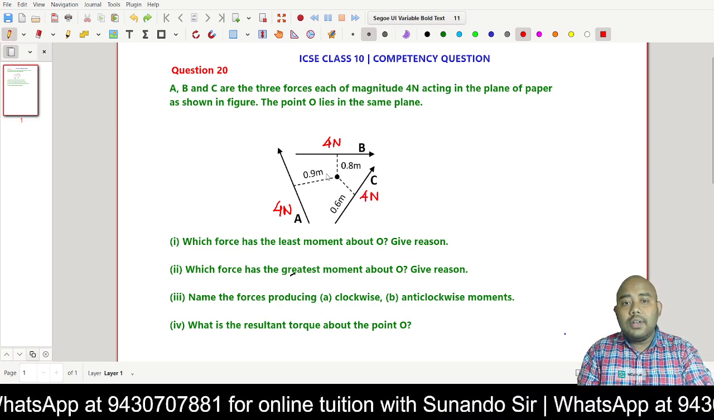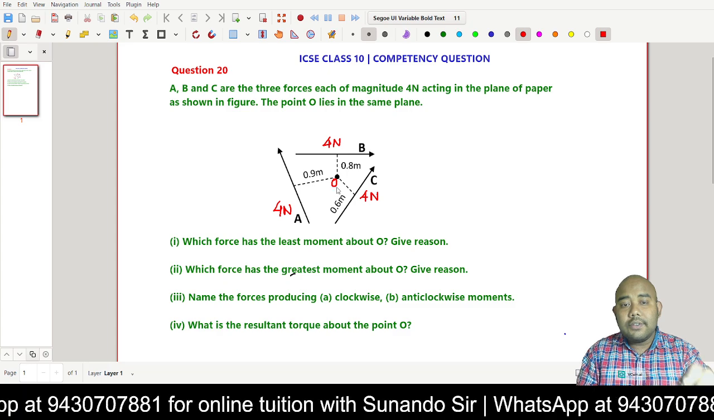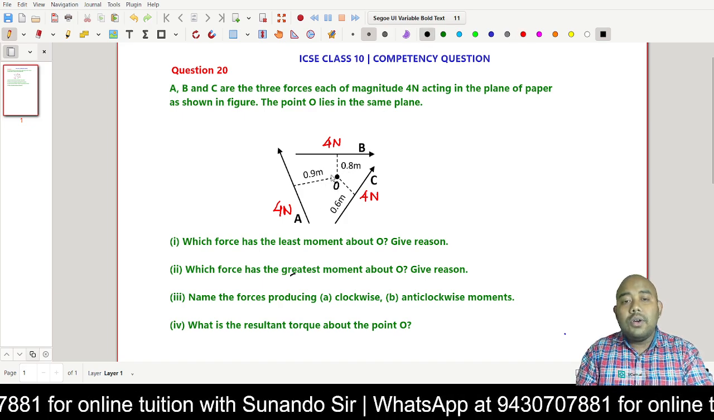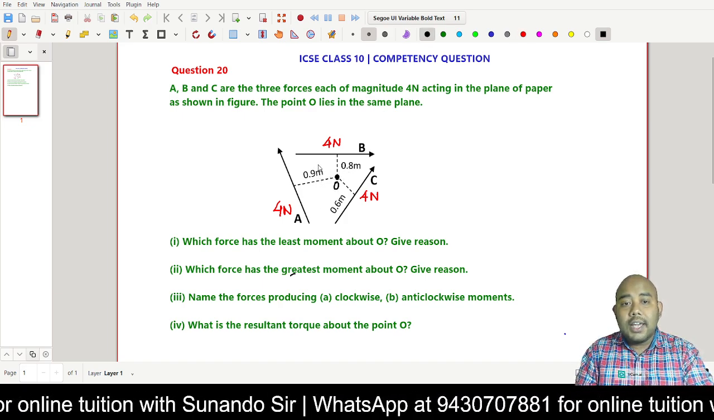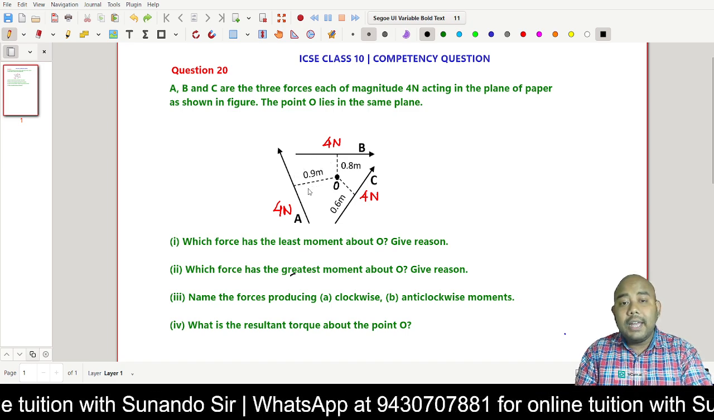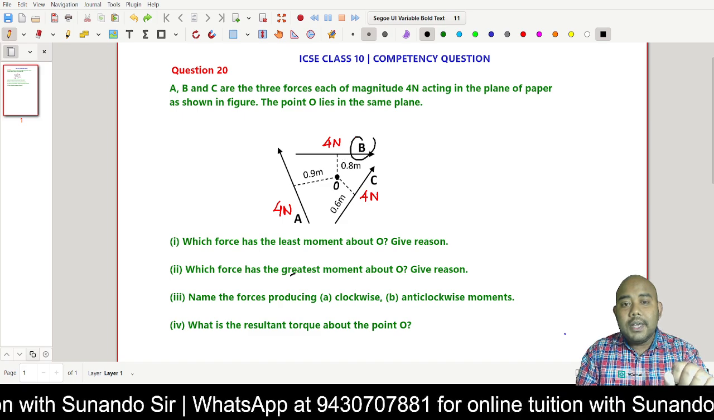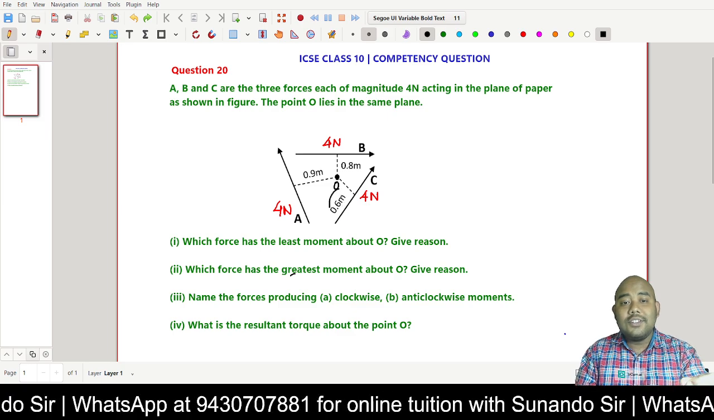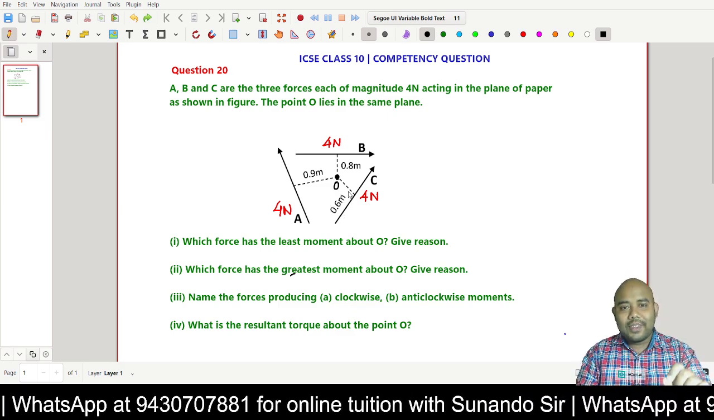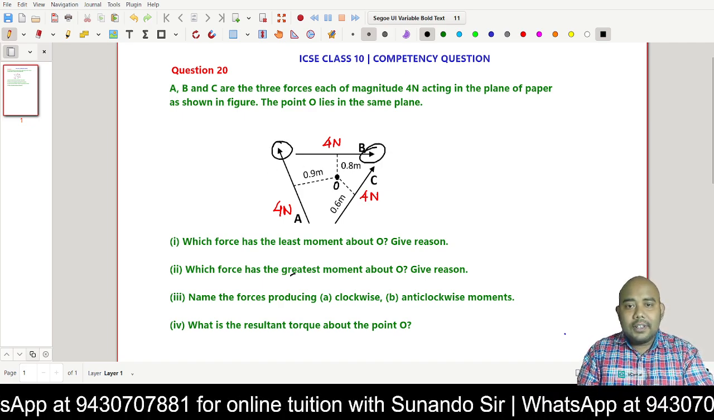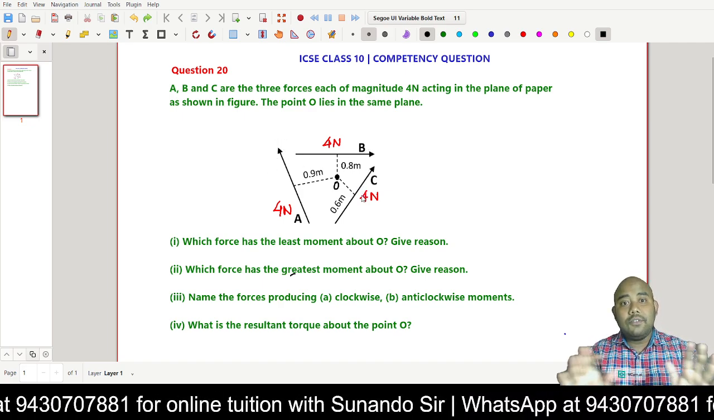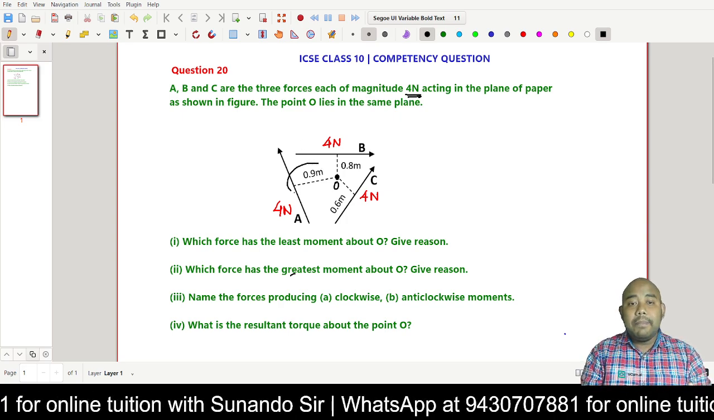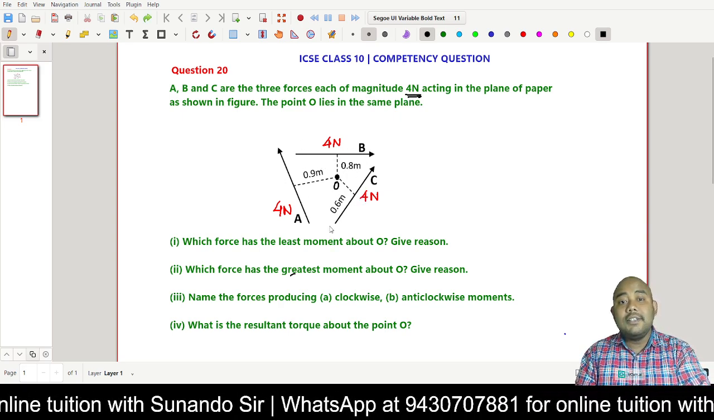And point O also lies in the same plane. Here is point O, not the central point, but it has been shown with a dot. You can see force A is at a perpendicular distance of 0.9 meter from point O. Force B is at a distance of 0.8 meter from point O, and force C is at a distance of 0.6 meter from point O. If you see the arrowheads, you can also understand the direction of these three forces. These three forces are of 4 Newton each, but their perpendicular distances from the pivot are different.